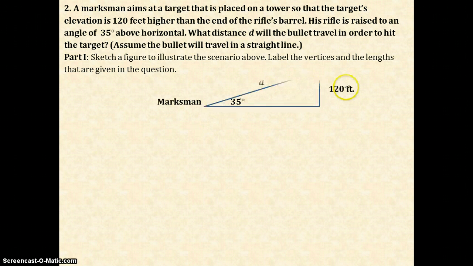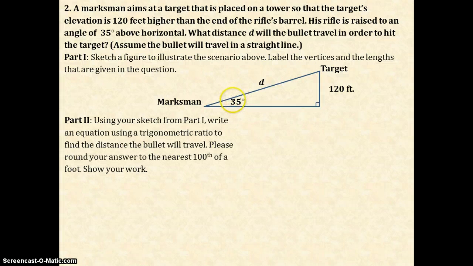So here is an illustration of the situation. The angle is 35 degrees above horizontal. The target is 120 feet straight above the ground, which makes this a right angle. And then that's all the information we have.